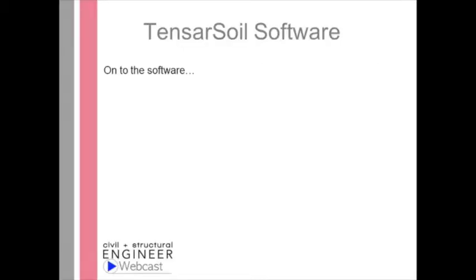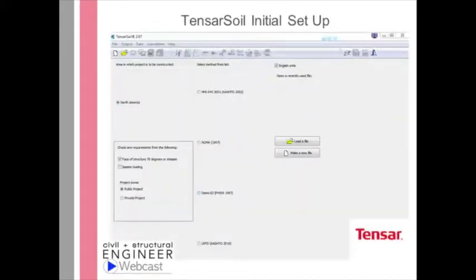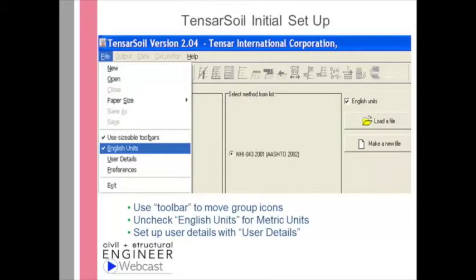Now we will move on to the software demonstration. This screen is the initial screen when you launch the software. We will begin by clicking on the File drop-down menu. From here, you can select English units for your design, you can adjust your toolbars, and you can also enter user details.